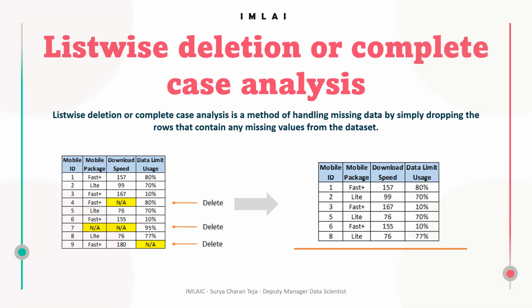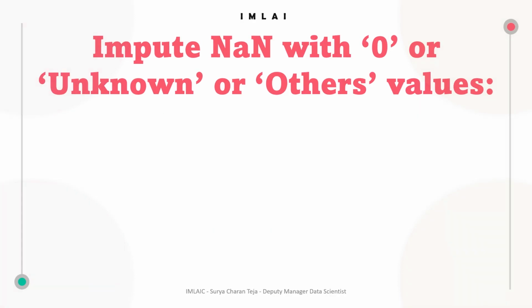So the next method that we have to handle the missing values is to impute NaN with 0 or unknown or other values. So instead of NaN, we can use strings such as unknown or others, or you can simply use 0 if it is a numeric value. Imputing NaN missing values with specific values such as 0, unknown or others can also be considered a form of data imputation technique. And of course, data imputation technique is also a method to handle the missing values. So these all come under data imputation techniques only.